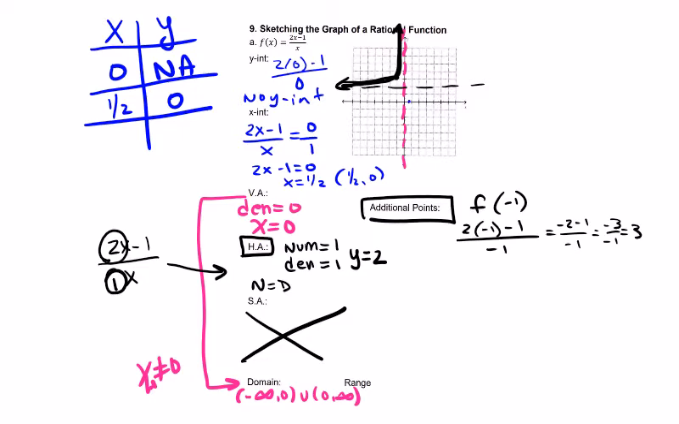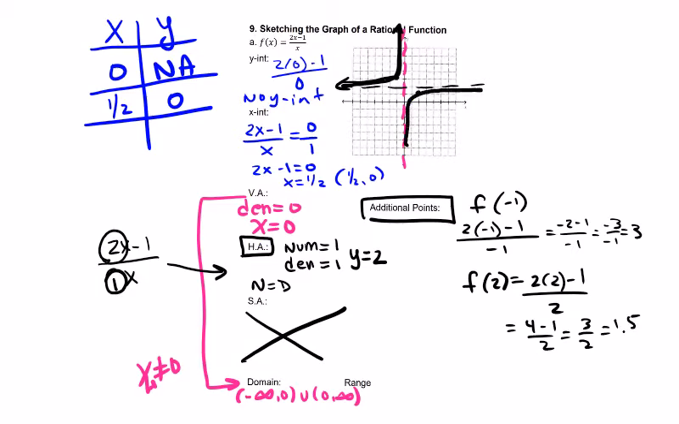Now let's check another value. Let's look at f of 2 and see what's going on with the graph on that side. So f of 2 means we're going to do 2 times 2 minus 1 over positive 2, which gets us 4 minus 1 over 2, which is positive 3 over 2, or 1.5. So 1.5 means that we are getting closer to the asymptote, but we're still below that horizontal asymptote. So on the right, the graph's going to do a curve like that.